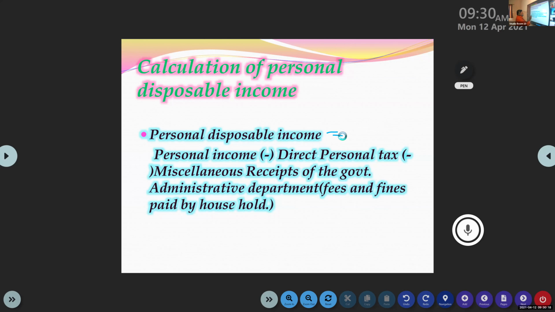Miscellaneous, they will use that in various ways. Administrative departmental fees and fines are there. Fees and fines. So for the KSEB we are paying money, for the KWA we are paying money, right?